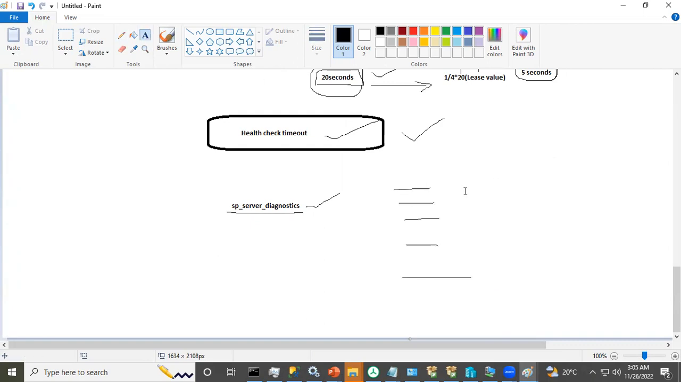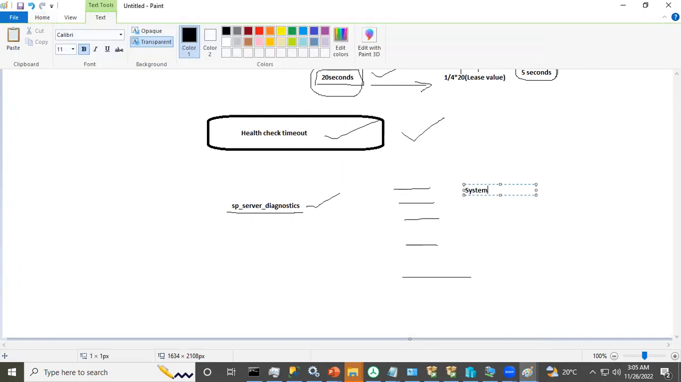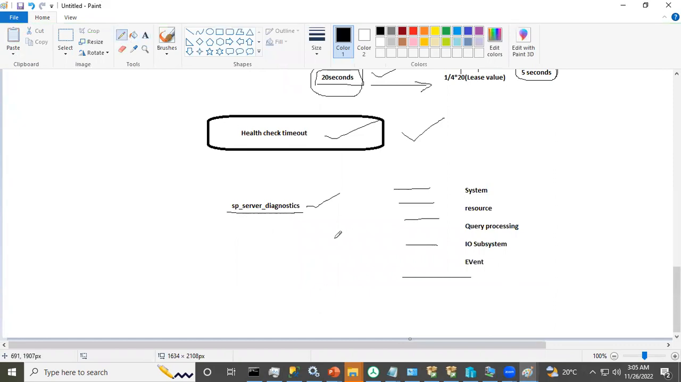There are certain checks. We call them system, resource, query processing, IO subsystem, and events. I'll show you that, don't worry. This executes and validates whether all these events are fine or whether there is any issue.